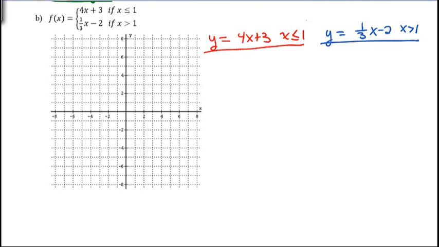So let's graph our first piece, and again we need to put this value, whatever it happens to be, in. So we need to let x be equal to 1. Then y would be equal to 4 times 1 plus 3, and that's 7, so we have the point 1, 7. And this is a solid dot. So at 1, 7 we have a solid dot.